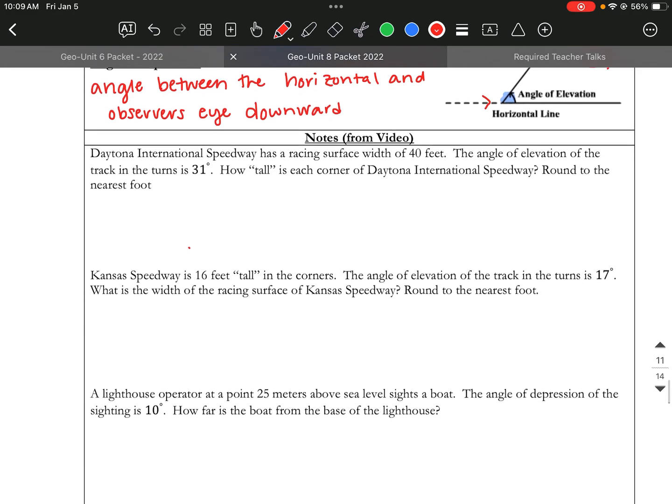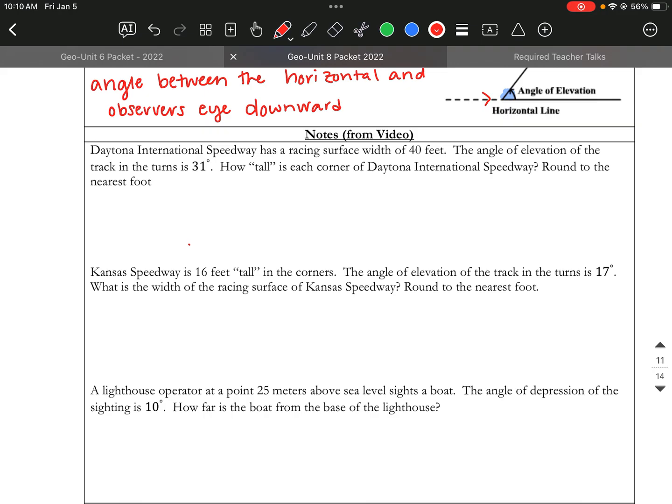So let's look at some examples. In our first example, we're going to talk about the Daytona International Speedway, which has a racing surface width of 40 feet. The angle of elevation of the track in the turns is 31 degrees. And we want to know how tall each corner is. It says round to the nearest foot.